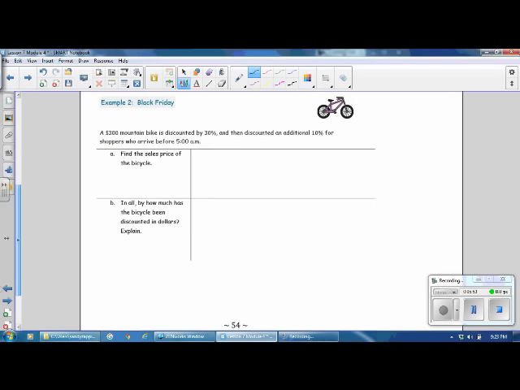In example 2, Black Friday. So Black Friday is the Friday after Thanksgiving, and it is an opportunity to save a lot of money because stores will often give you a discount because of the shopping day, and then they give you an additional discount if you come really early. In this case, a $300 mountain bike is discounted by 30%, and then it is discounted an additional 10% for shoppers who arrive before 5 a.m. So there are two discounts being applied here. This is called a double discount problem.